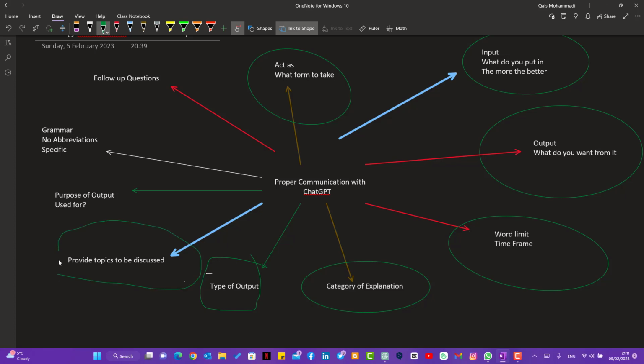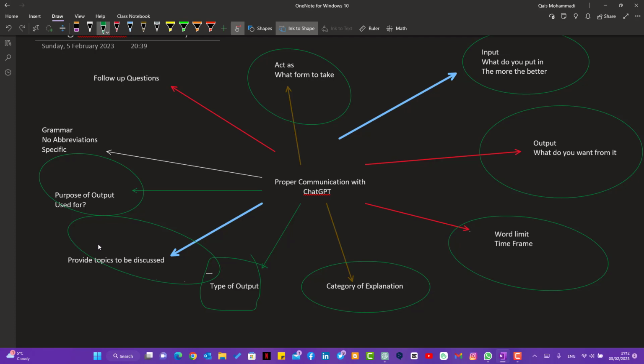After that, you can also provide topics that could be discussed by ChatGPT. For example, sometimes you may want ChatGPT to explain your question in terms of a few topics. So you give it the topics and then ChatGPT will understand what issues you want to be discussed. Also, it's from time to time important to provide the purpose of the output. For example, if you want ChatGPT to give you a description of an issue that you are going to post on Facebook, ask ChatGPT for a more engaging explanation.